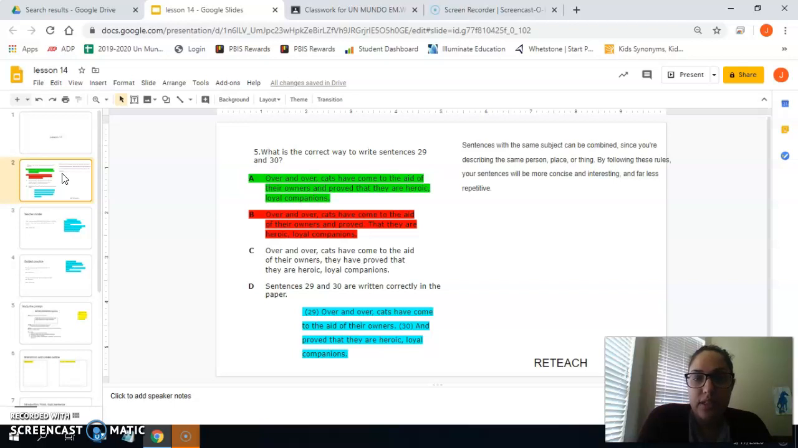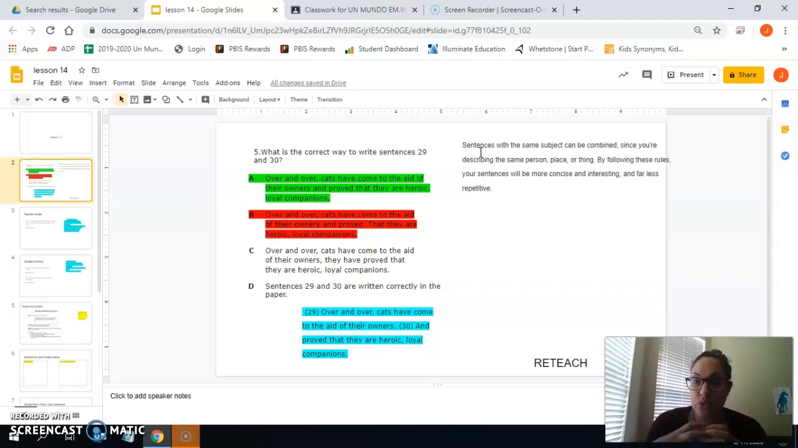So it says, what is the correct way to write sentences 29 and 30? Over and over, cats have come to the aid of owners and prove that they are heroic, loyal companions. Sentences with the same subject can be combined since you're describing the same person, place, or thing. By following these rules, your sentence will be more concise and interesting and far less repetitive.